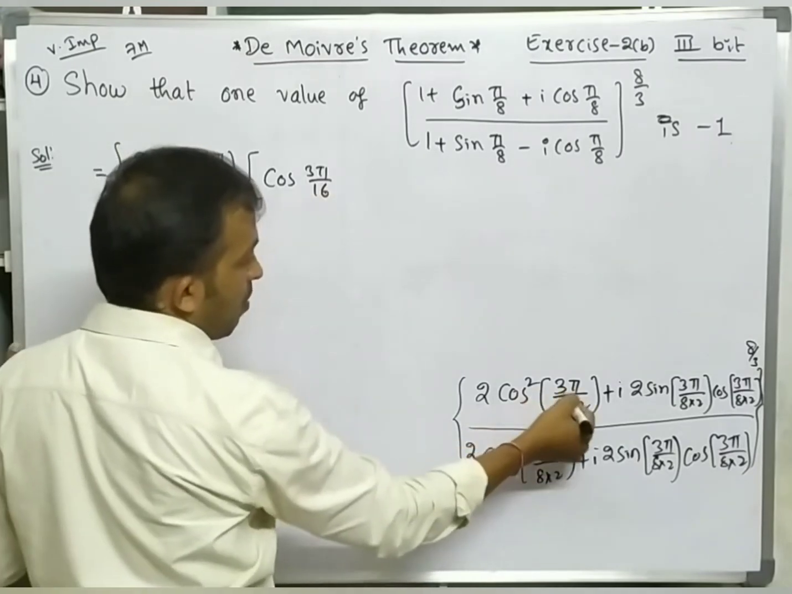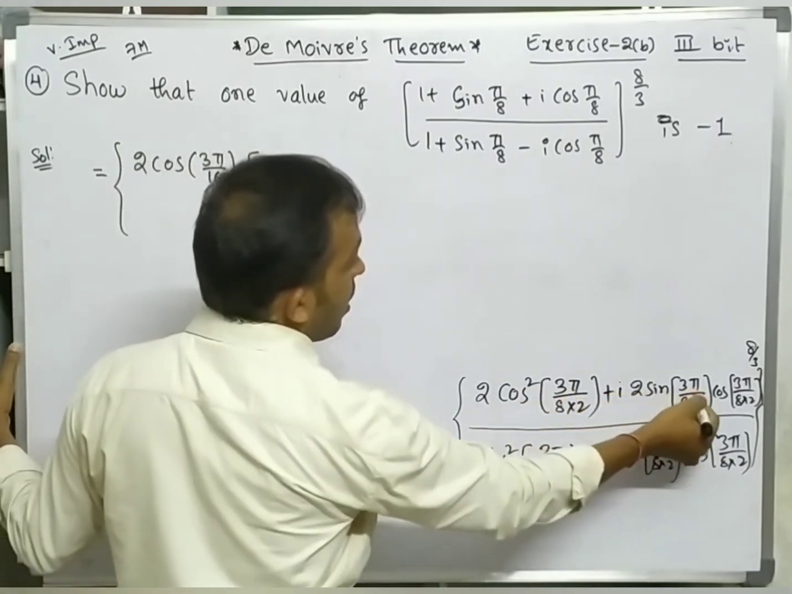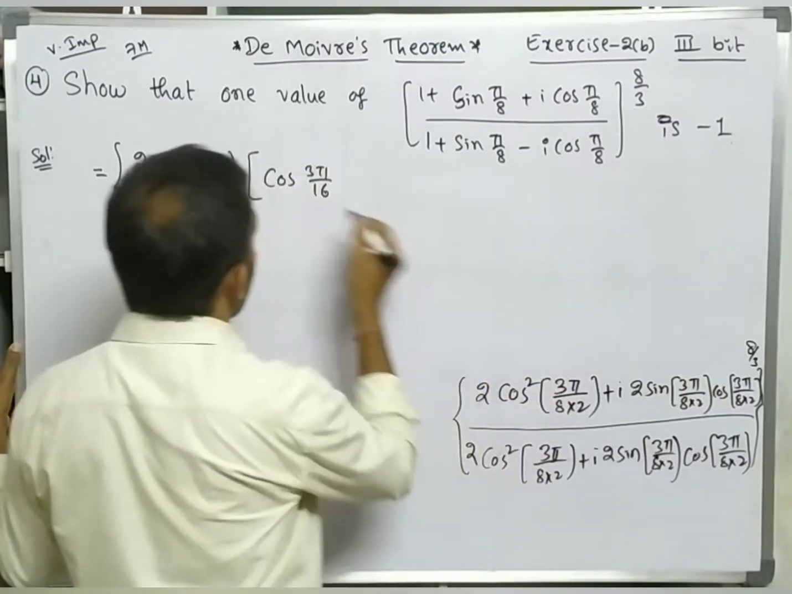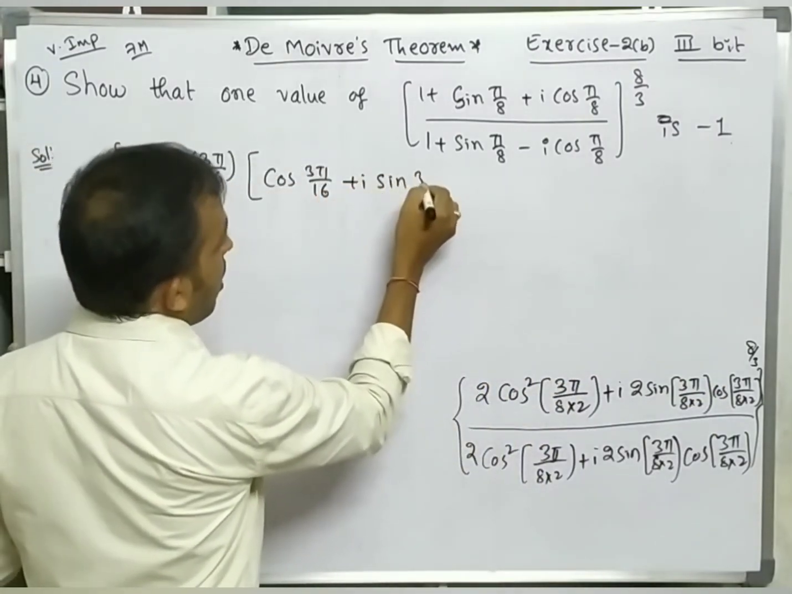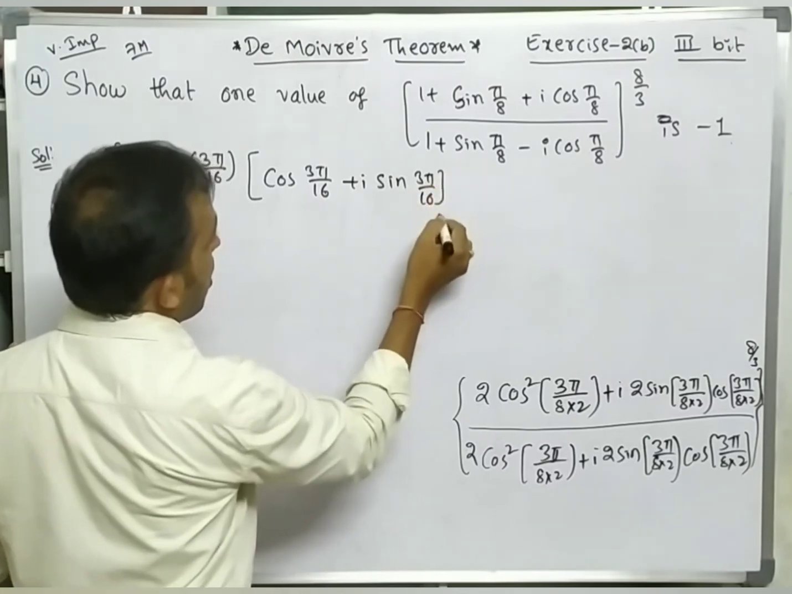1 cos 3 pi by 16. Here I sin 3 pi by 16. 2 cos 3 pi by 16 is common. We will get I sin 3 pi by 16.